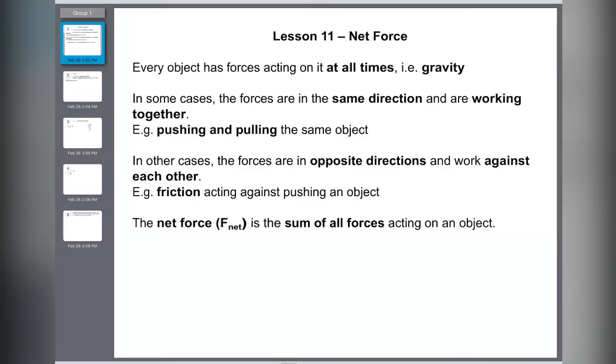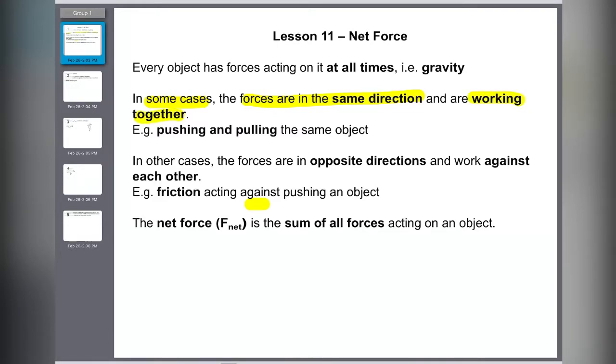Okay, after we've learned how to draw a free body diagram, we're now going to talk about, from the free body diagram, how do we work out the net force? So sometimes we have forces that work together. In some cases, some forces are acting in the same direction, and what that means is they're going to help each other.